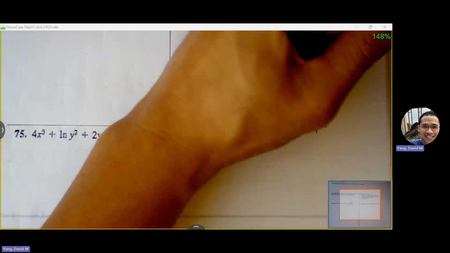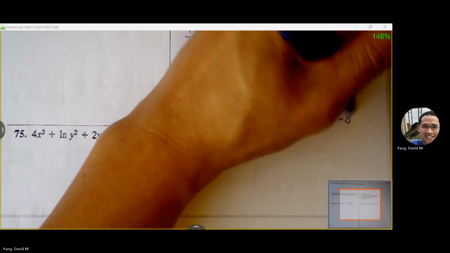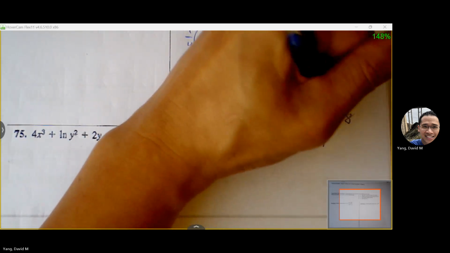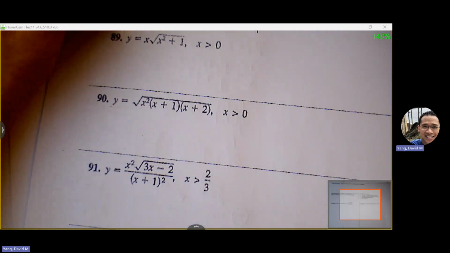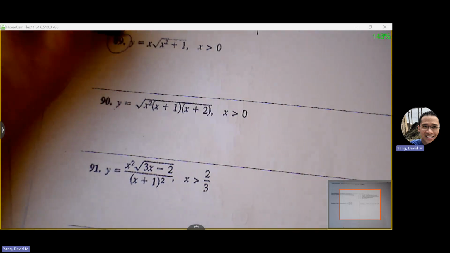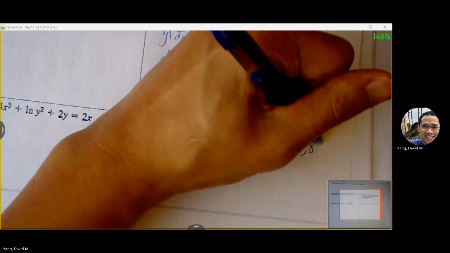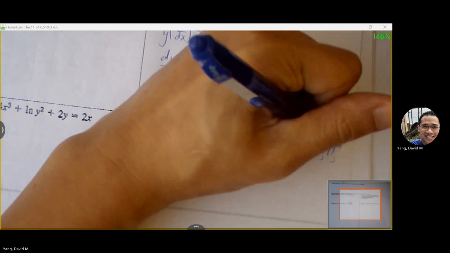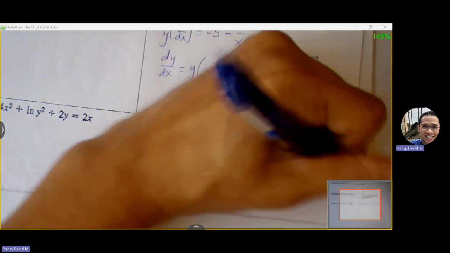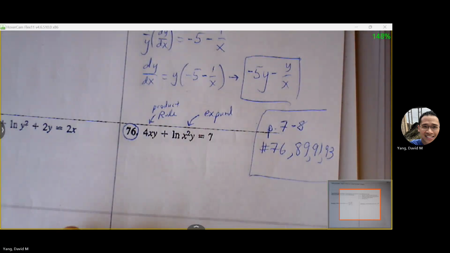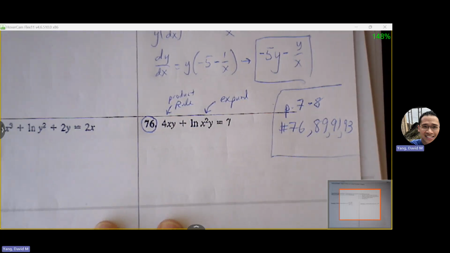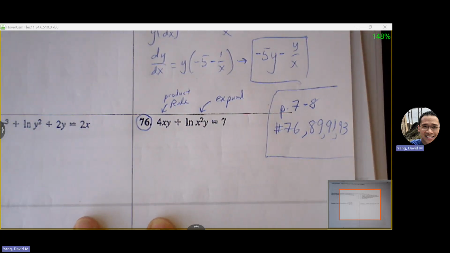Okay, so your homework is page 7 and 8, 76, and then on page 8, this is all log differentiation. So you do 89, 91, and 93. So 4 problems. 76, 89, 91, and 93.